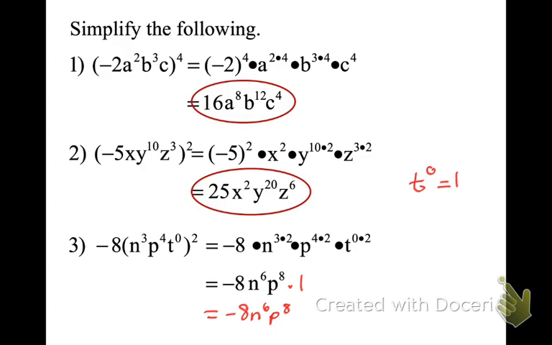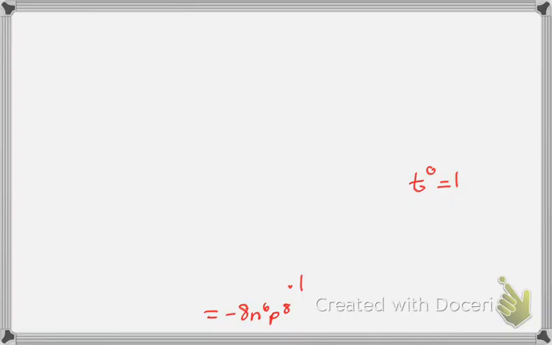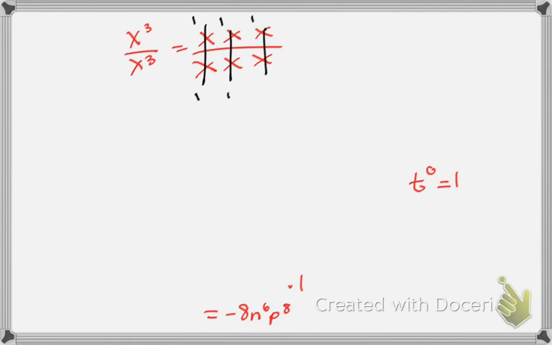Let me go back and explain that. If I have x to the third over x to the third, right? This means x times x times x over x times x times x. When I cross cancel, I'm left with a 1. So when it looks like there's nothing left, we're really left with 1 times 1 times 1 over 1 times 1 times 1, which is 1. If I do the shortcut, x to the third minus the third, we get x to the 0.